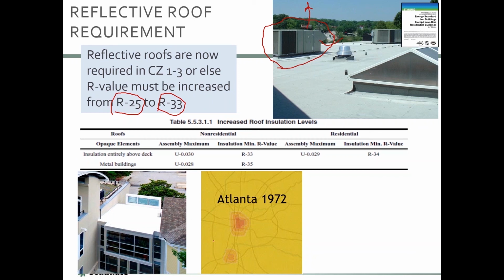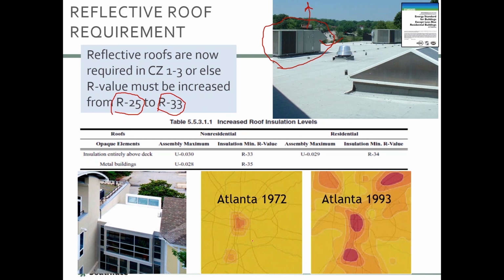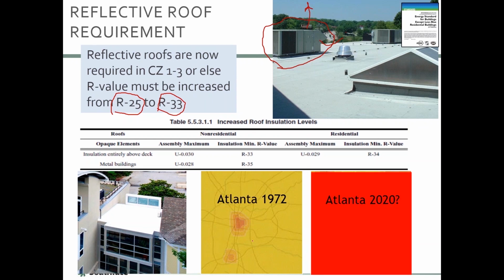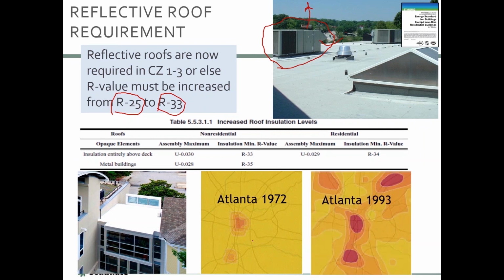And it also helps in this thing called the heat island effect. So if you can have a reflective roof, you don't absorb as much. The local ambient temperature stays cooler. There's Atlanta from 1972. Here's Atlanta from 1993. And this is Atlanta in the year 2020. So that's not looking good. Oh my goodness. Okay. All right.